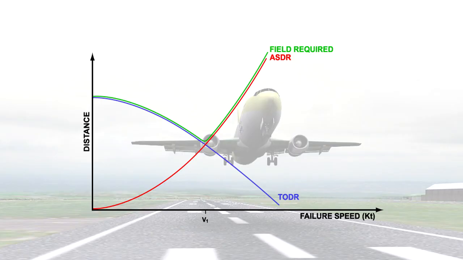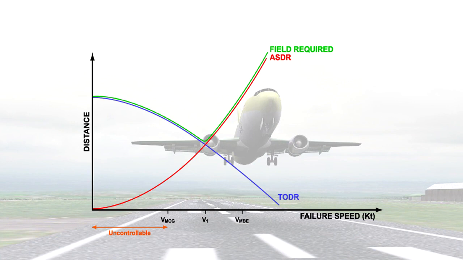Having looked at Vmbe and Vmcg, we are now better placed to understand why these two speeds play a role in influencing V1. According to the rule, V1 must not be less than Vmcg, as shown. V1 cannot be allowed to be less than Vmcg because engine failure below Vmcg means the aeroplane is uncontrollable, and the definition of V1 is that the takeoff can be continued following engine failure.